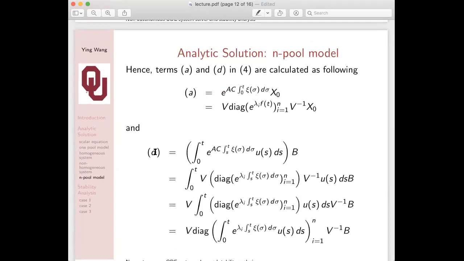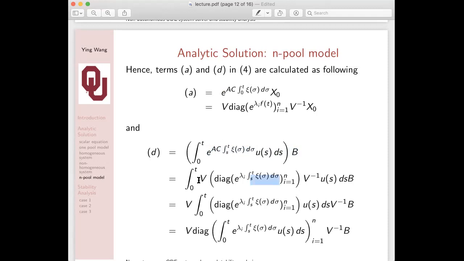And for term D, we have this integral times matrix B, which is a constant. Inside this integral, we have an exponential function. This matrix exponential we have already explained. This is just V times a diagonal matrix, where all the diagonal entries are e to the power of the eigenvalue of A times whatever follows it. And V inverse stays here, and the U is here.